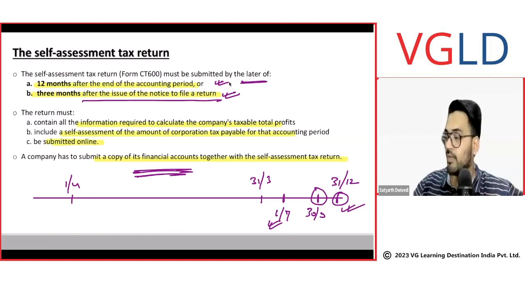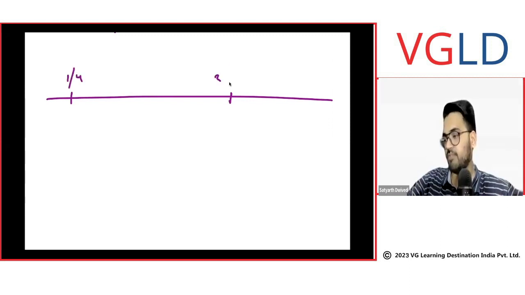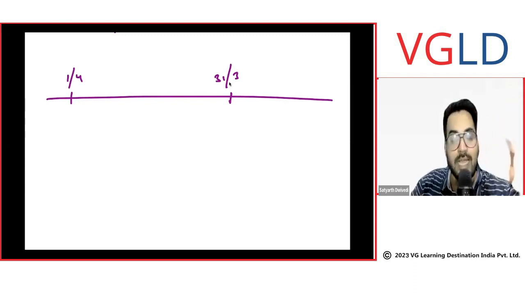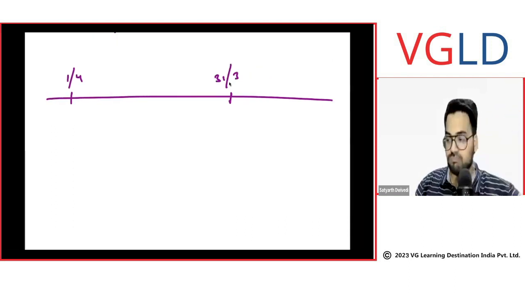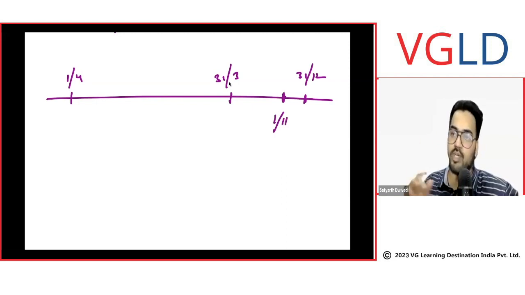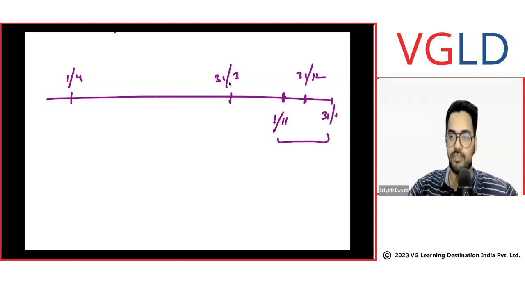Suppose you get a notice. 1st of April to 31st of March. If you have notified, that is not chargeability. You have to notify that you've come within the ambit of corporation tax, to still file a return. So 12 months will be 31st of December. But suppose you get a notice on 1st of November, then what happens? What is your due date of return? Later of 3 months from notice, which is November, December, and January. So which is 31st of January.